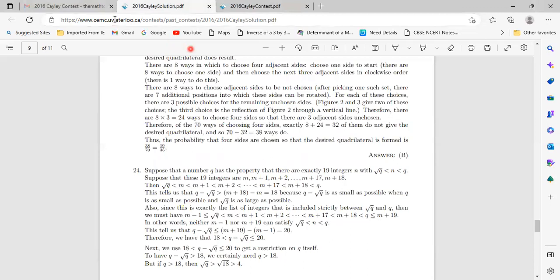I'm not able to interpret this statement. They're saying q minus root q is as small as possible when q is as small as possible and root q is as large as possible. I'm not able to see any decreasing order because it is getting increased like m plus 1, m plus 2. It goes on like that. And when you subtract, root q is the starting point, q is the ending point.